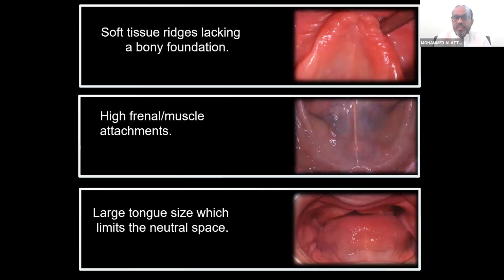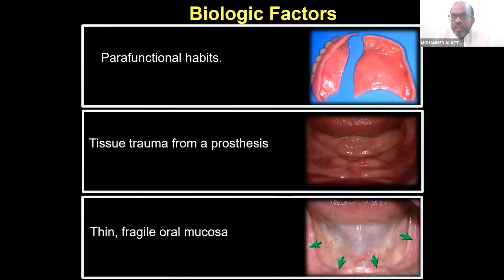And also the patient with the high muscle attachment, and the patient with the large tongue, which will limit the neutral zone that you need for the complete dentures. And for the biological factors, any patient with parafunctional habits will definitely break this removable prosthesis. And also patients who get trauma from the prosthesis because they have a thin and fragile mucosa.